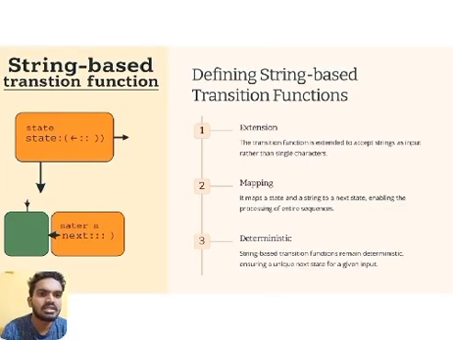Defining the string based transition function. Extension. The transition function is extended to accept strings as input rather than single characters. Mapping. It maps a state and a string to a next state, enabling the processing of entire sequences. Deterministic. The string based transition function remains deterministic, ensuring a unique next state for a given input.